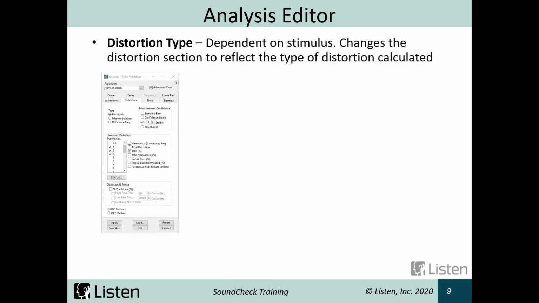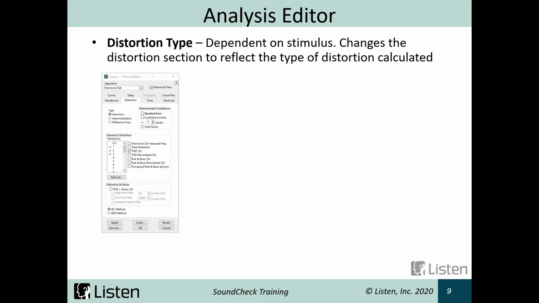So we have a step sine sweep, we open up Harmonictrak, and when we get to the distortion tab, the first thing we'll need to do is pick the distortion type. This is completely dependent on the stimulus in use, but it changes this distortion section to reflect the type of distortion selected. So what we're looking at here is harmonic distortion.